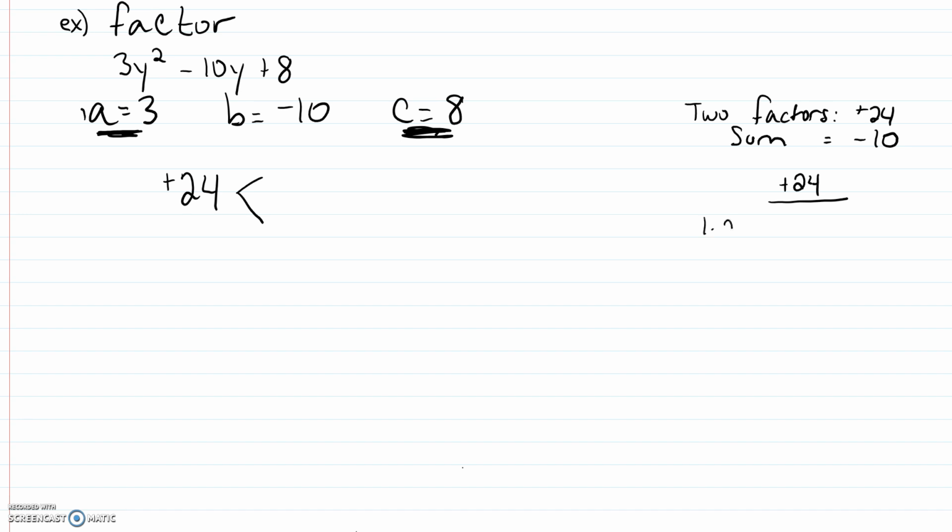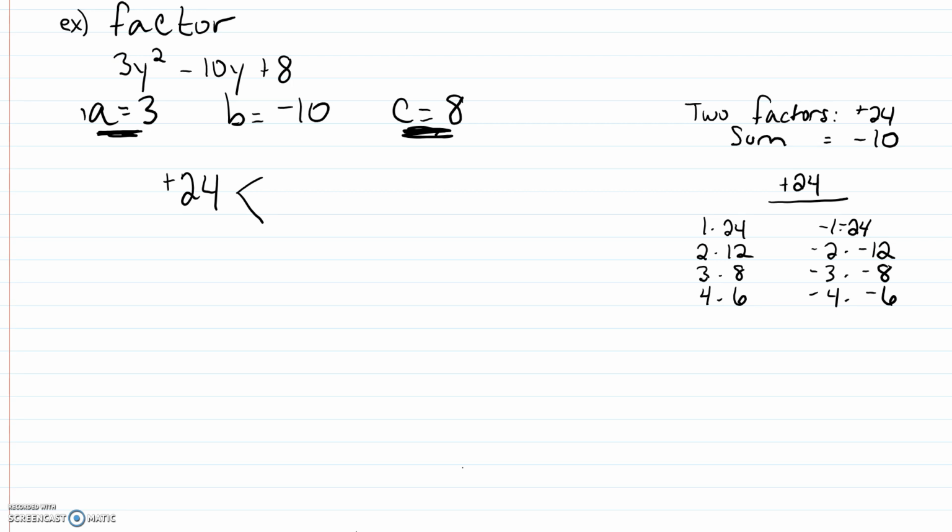So 1 times 24, positive 2 times 12, 3 times 8, 4 times 6, and that's it for now. And then also make sure to take those numbers and change the signs to get the rest of your factors. Negative 1 times negative 24 is still a positive 24. Negative 2 times negative 12 is a positive 24. Negative 3, negative 8, negative 4, negative 6.